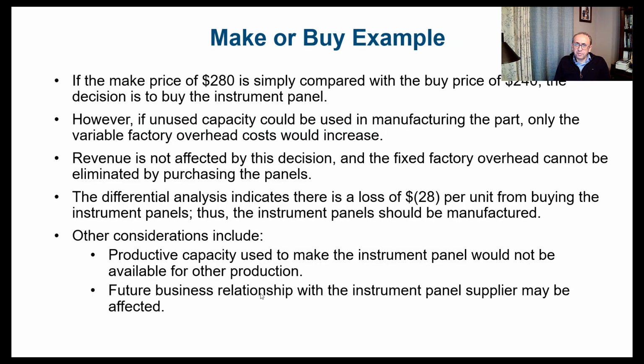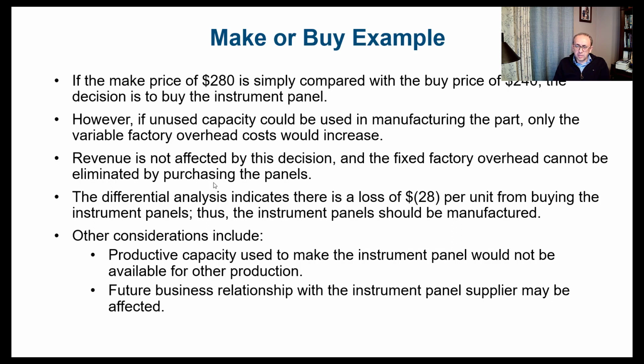So, if the make price of $280 is simply compared with the buy price of $240, remember, don't do that because you're ignoring the fixed cost. But in this case, the decision is to make the instrument panel, since unused capacity could be used in manufacturing the part. Only the variable factory overhead cost would increase. Revenue is not affected by this decision, and the fixed factory overhead cannot be eliminated by purchasing the panel. So the differential analysis indicates there's a loss of 28 per unit from buying the instrument panel. Therefore, the instrument panel should be manufactured.